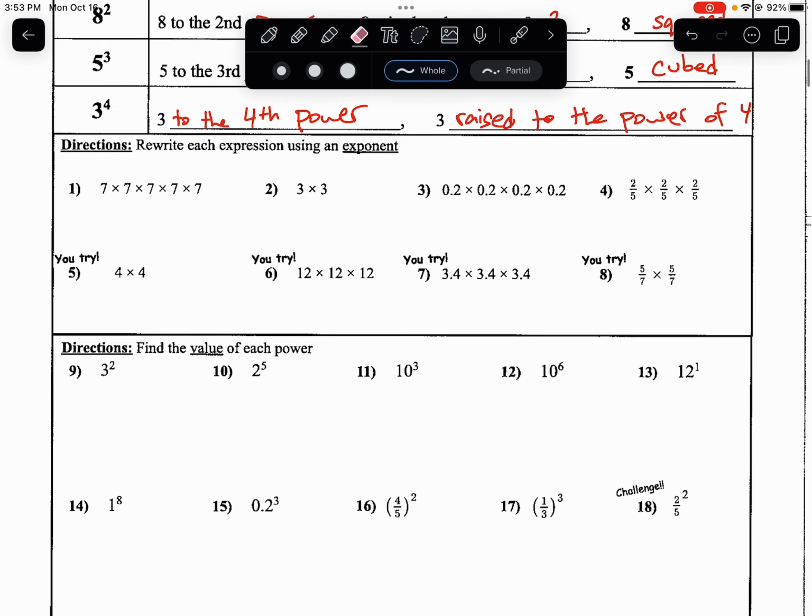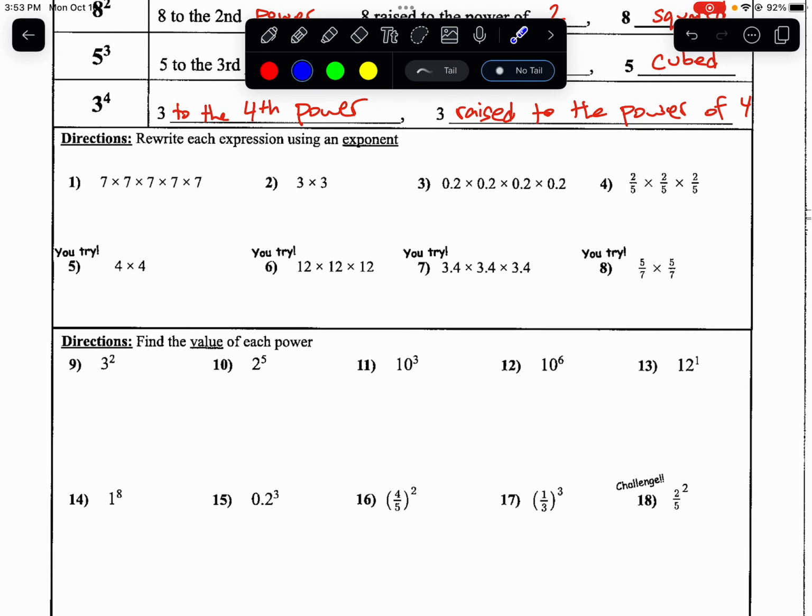All right. Anyways, let's get to some easier stuff. Directions: rewrite each expression using an exponent. What's 7 times 7 times 7 times 7 times 7 written in exponential form? That is 7 to the 5th, because there are 5 sevens being multiplied together. 3 times 3 is 3 to the 2nd power, or 3 squared. 0.2 times 0.2 times 0.2 times 0.2 is 0.2 to the 4th power.